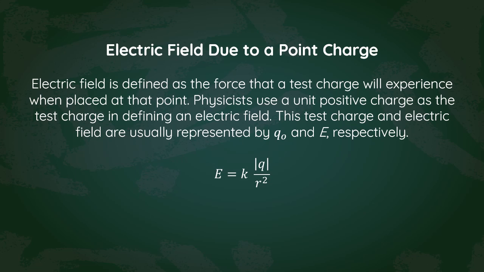So we have the E, or electric field, is equal to k times the absolute value of the charge, divided by r squared, or the distance between the charge and the point where we want to measure the electric field.